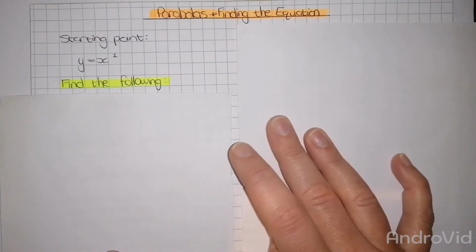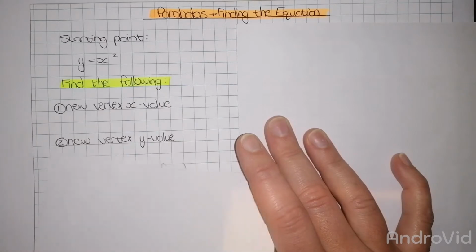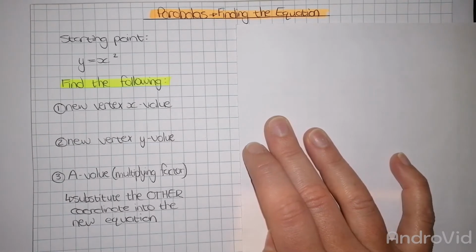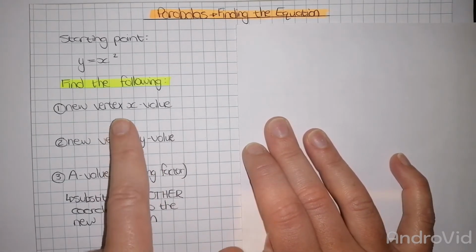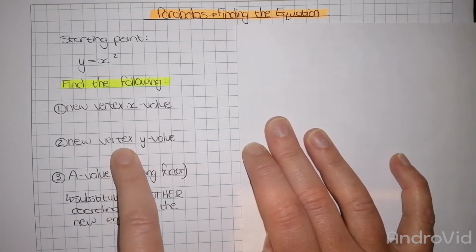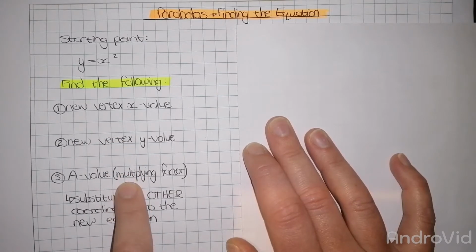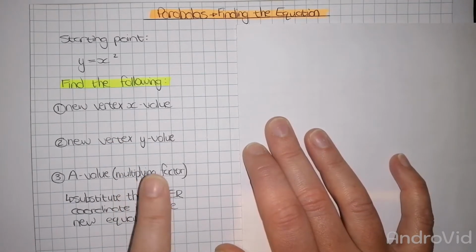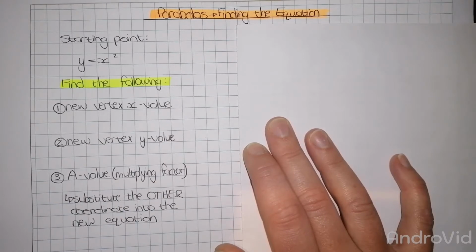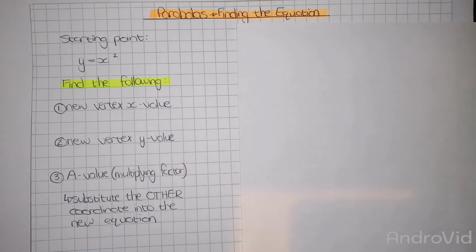There are a few things that I need to find to be able to write the equation. So the three things I need are, number one, the new x value of the vertex. Second, the new y value of the vertex. And the third thing is the a value, or multiplying factor. The next thing we also need to look at is if my graph is positive or negative.